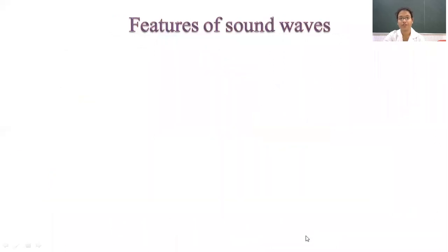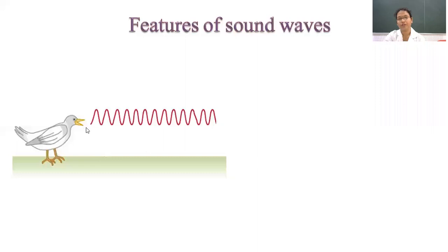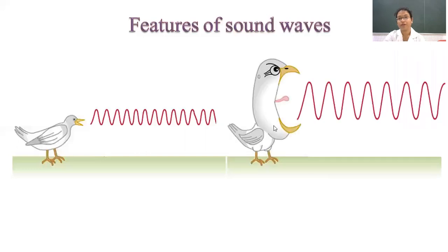Now coming to the next feature. Look at this bird who is chirping. If you look at the height of the waves, they are very small, as compared to this bird who is screaming. Look at the amplitude. These are the bigger ones. So amplitude corresponds to the loudness of the sound.